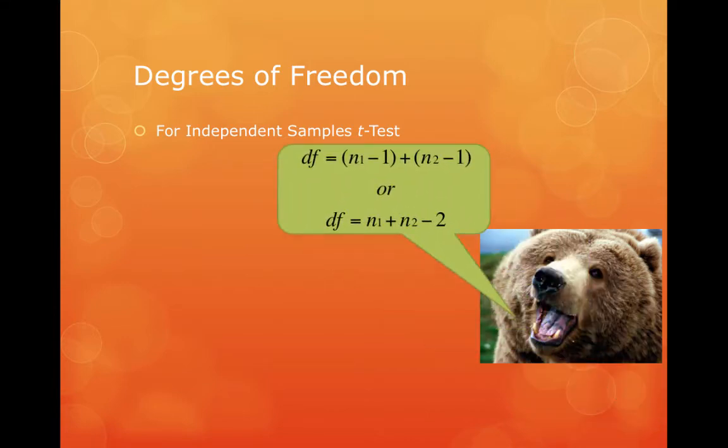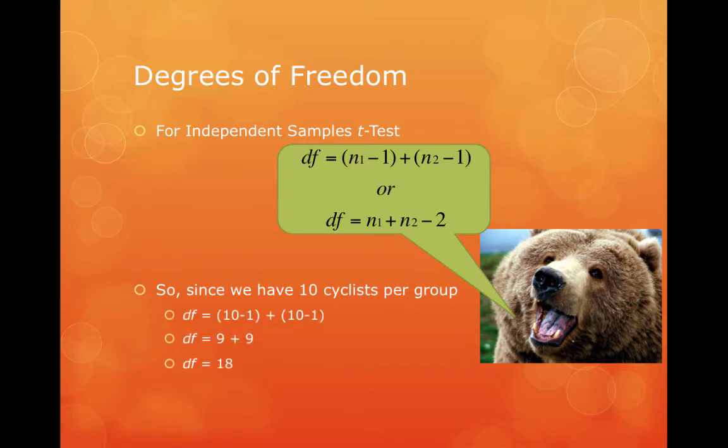Well, degrees of freedom is equal to sample size of 1 minus 1 plus the sample size of 2 minus 1, or sample size of 1 plus sample size of 2 minus 2. Thanks, Bobby the Bear. So here we go. We can either decide to use one of these two formulas for our independent samples t-test degrees of freedom. So thinking about our sample, we have 10 cyclists in each group, gives us a total sample size of 20. So we can simply plug and chug, and we get a degrees of freedom of 18.